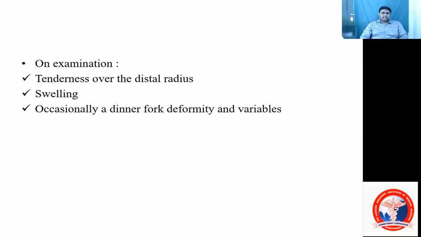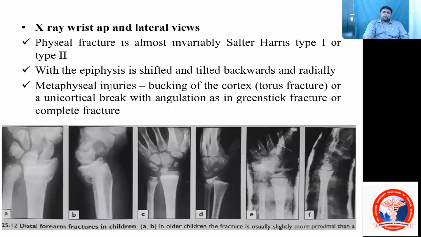whereas the other cortex is intact. On examination, the same findings will be there. Distal tenderness is present over the distal radius, swelling will be there, and movement will be painful. Sometimes if the fracture is displaced, then you can get a deformity over there. Here you take an X-ray, anteroposterior and lateral view of the wrist. There will be an epiphyseal separation.